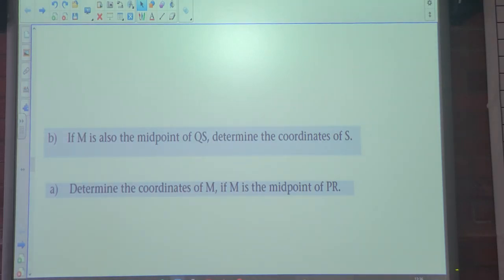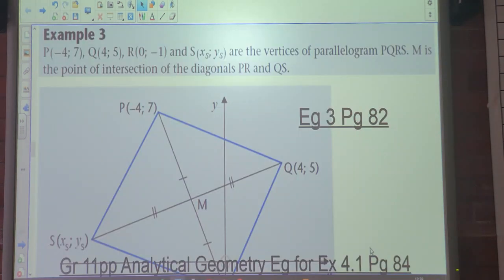I'm going to pause this quickly and we'll cut the next part. The diagram, okay? Okay.